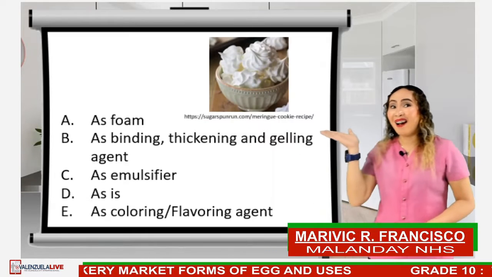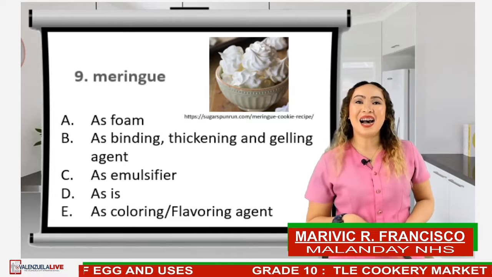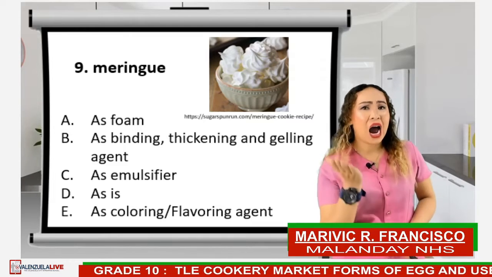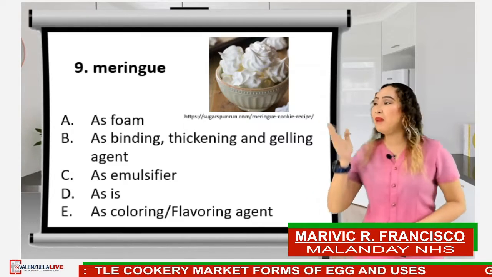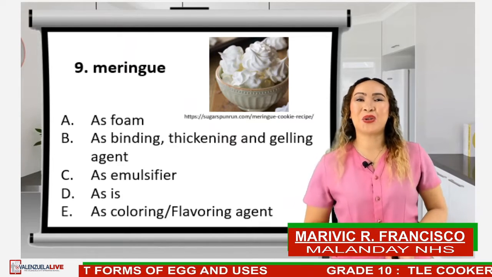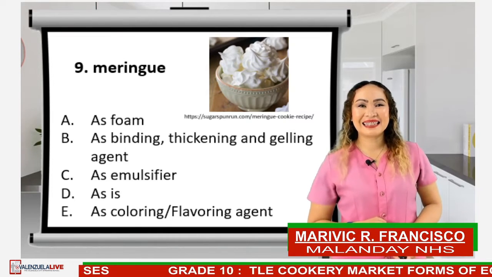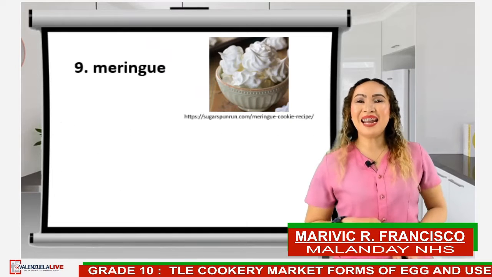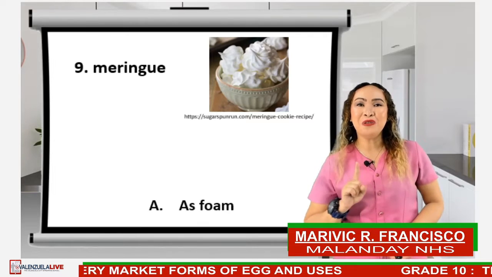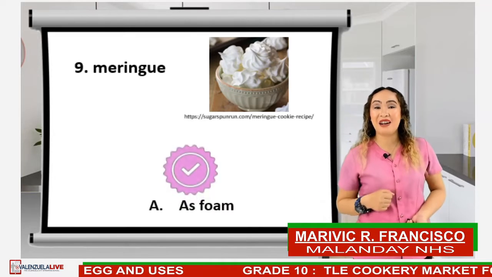Next is one of the sweets. It's a meringue. Alright. Meringue. How is egg used in making a meringue? Write your answer. If your answer is as foam, letter A, then you are correct. Very good. Then we have the next recipe.